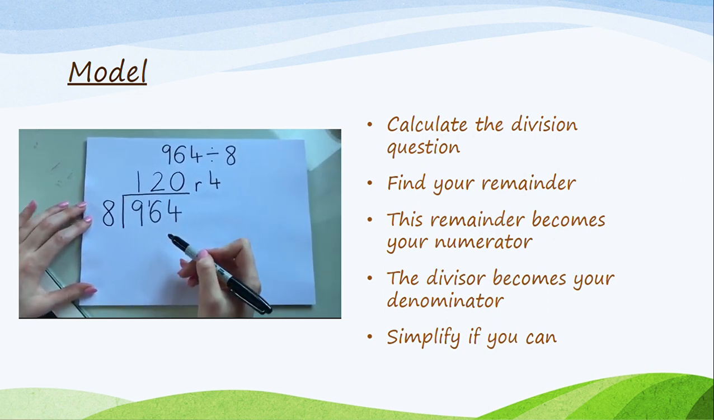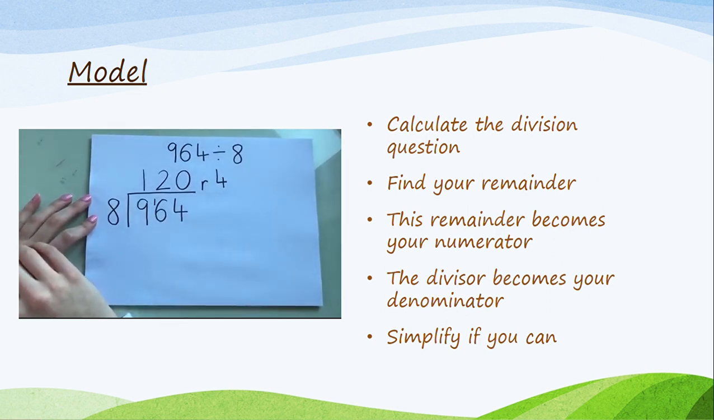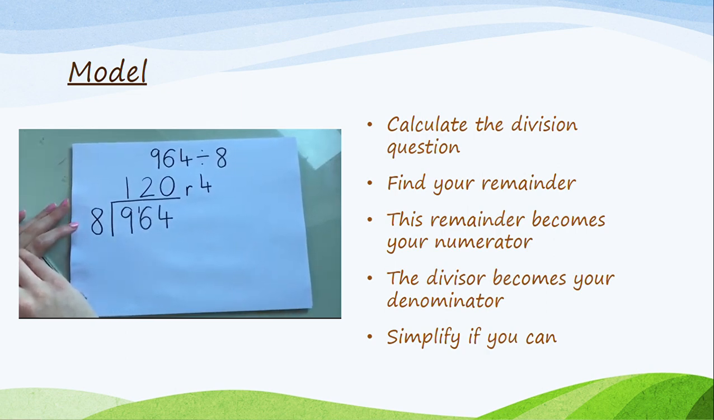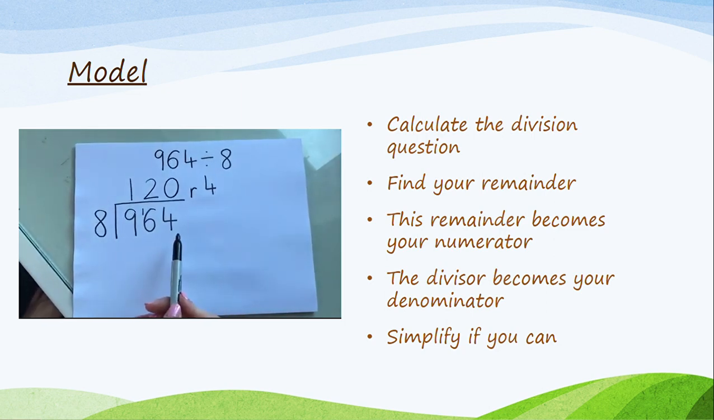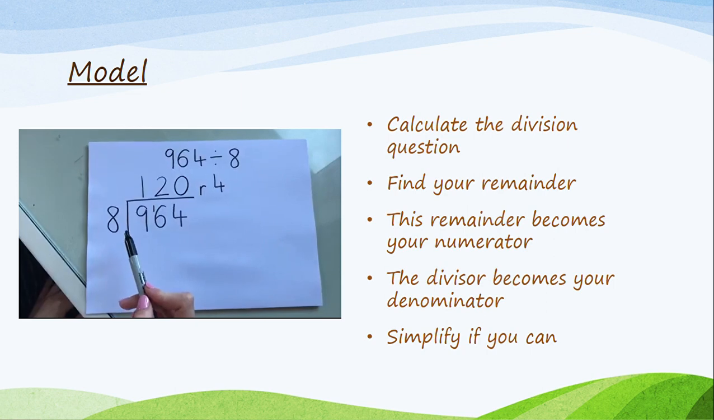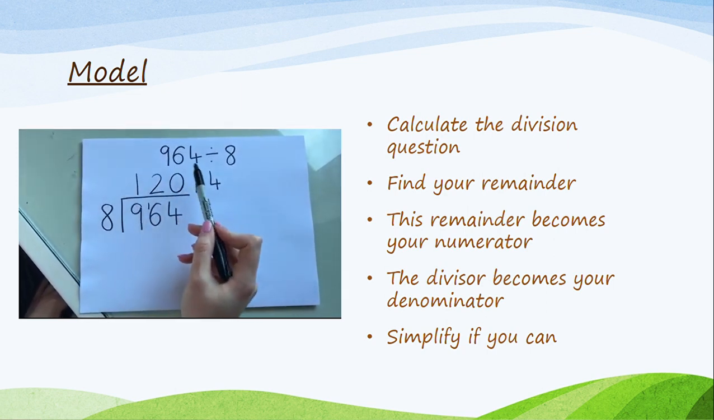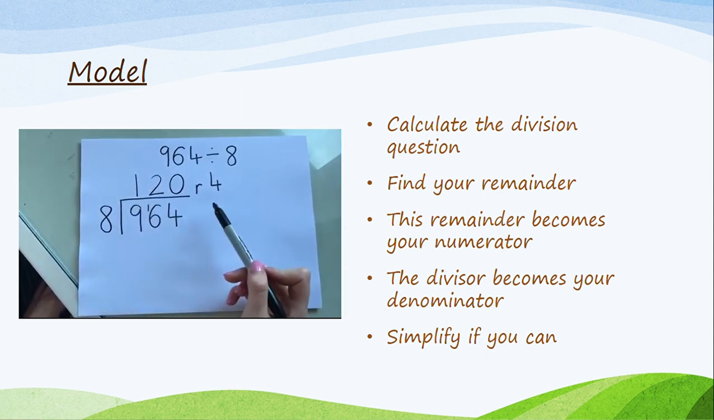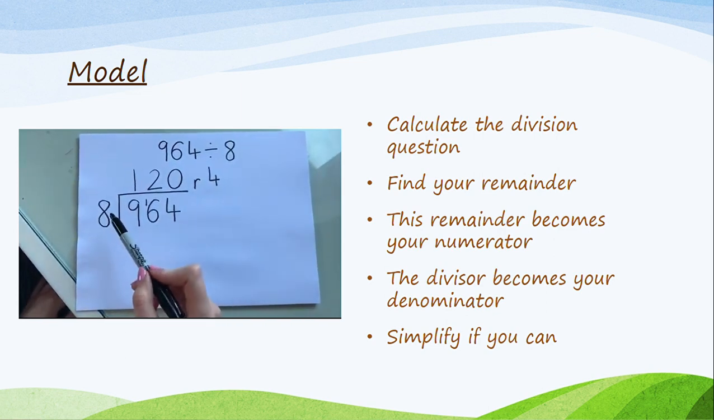What we're going to do now is turn this remainder into a fraction. So to help us think about how that might work in real life, we could imagine that I have 964 pizzas and I'm sharing them between 8 people. And I've already worked out that each person is going to get 120 whole pizzas each, but we face a problem at the end because we've got 4 pizzas left, but 8 people.